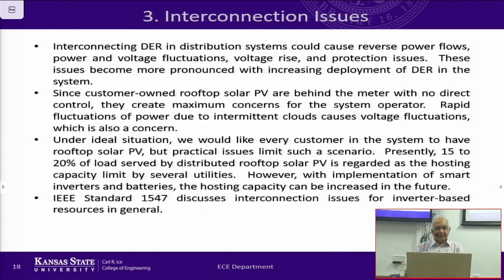Of course, any kind of distributed resource which has to be connected into the grid will create some issues. As the penetration or the deployment increases, it causes more and more problems, because the power is flowing backwards. If there is excess generation, it's going to go back into the grid, and then the protection gets messed up. You have issues of voltage fluctuation, because instead of power flowing in one direction, it's going backward, so you can have voltage rise that can take place. So there are a lot of issues.